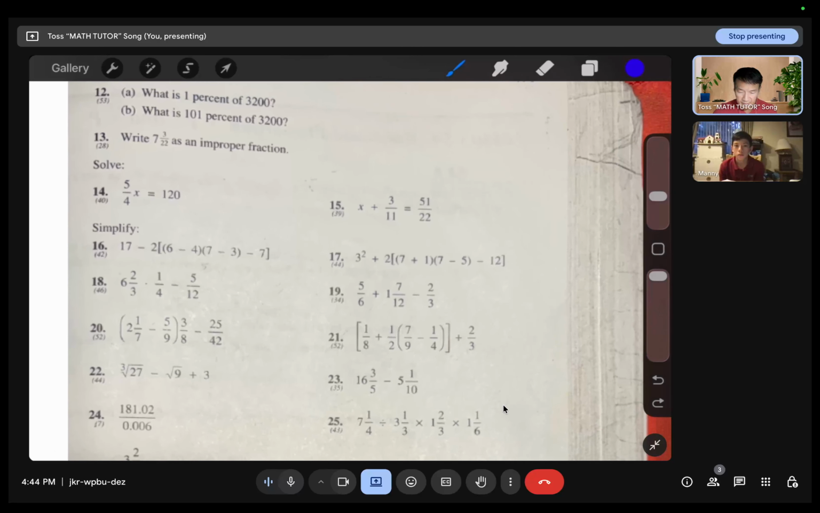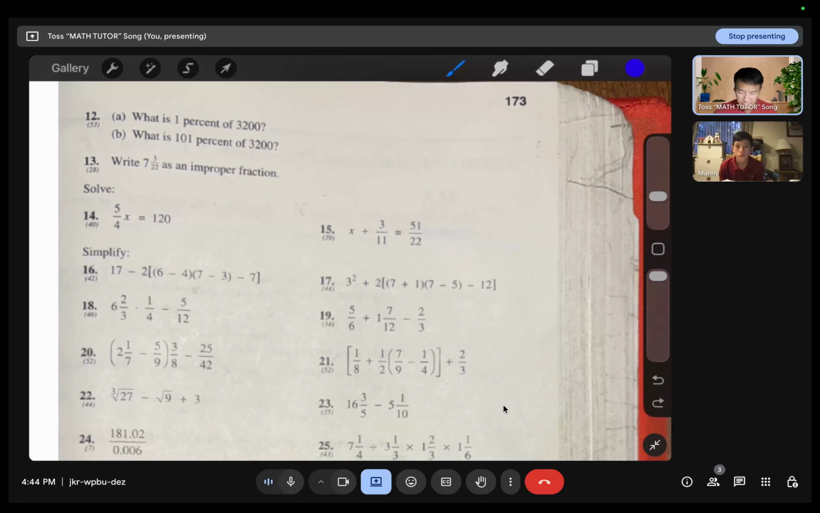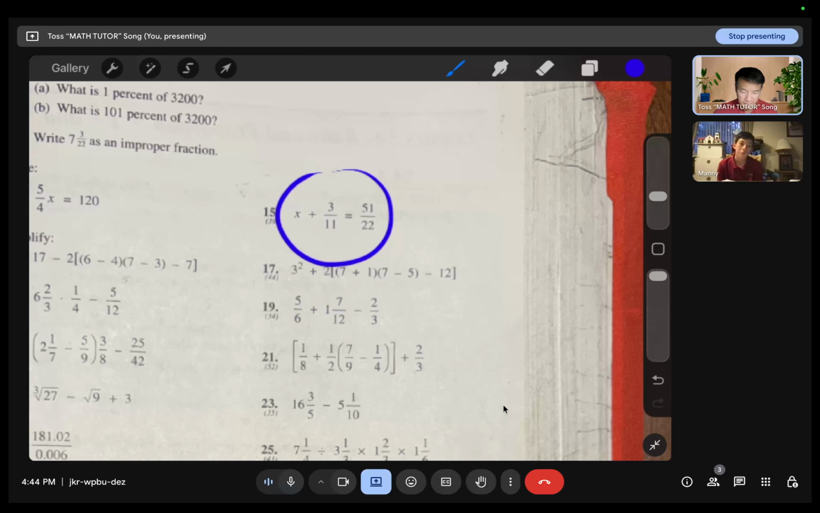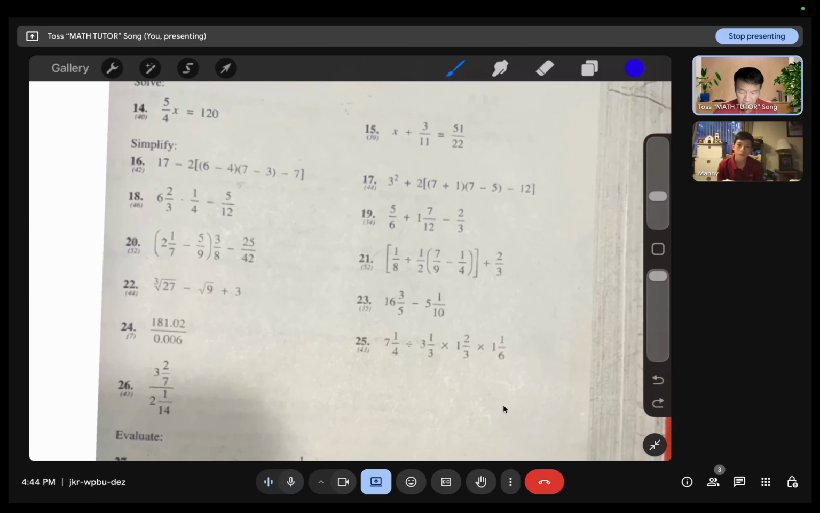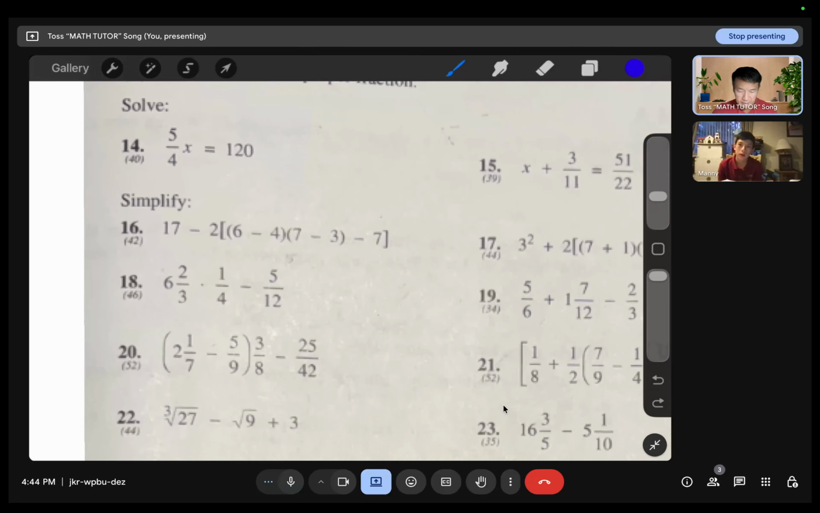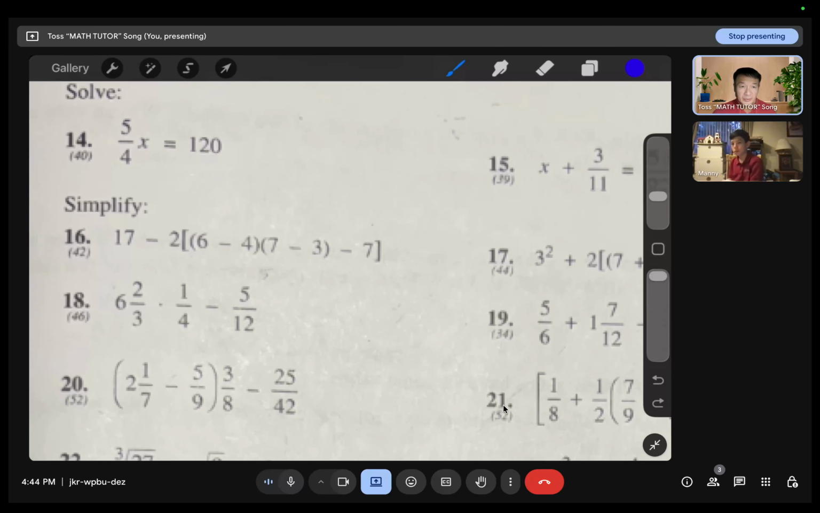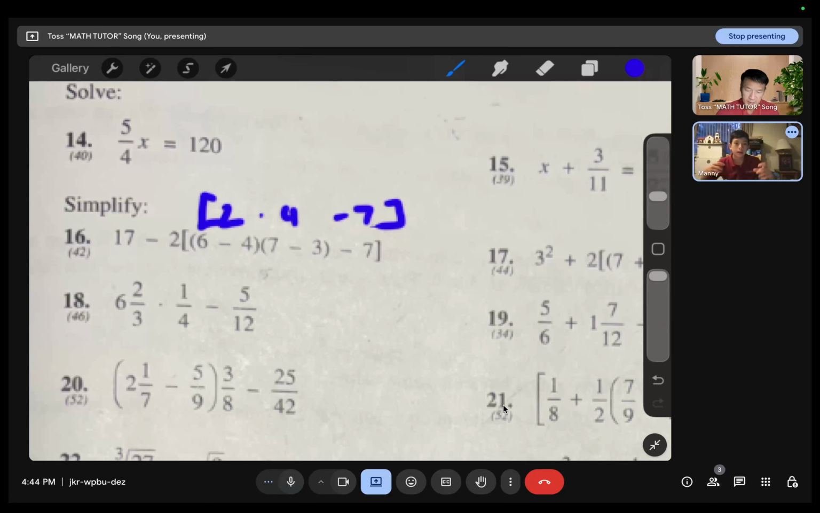Let me think. Everything else, improper fraction, I'm pretty sure you're good. This one too. Subtract both sides by 3 over 11. Order of operations. Let's do a bit here. 16. What do you think you should do for 16? A couple of things simultaneously. Tell me. So you have to do what's in parentheses first. You have to do 6 minus 4 and 7 minus 3. And then what? Times? Yeah, you put a multiply, and then you do minus 7, and then put it in the brackets. Good. Then you do 17 minus 2 on the outside.